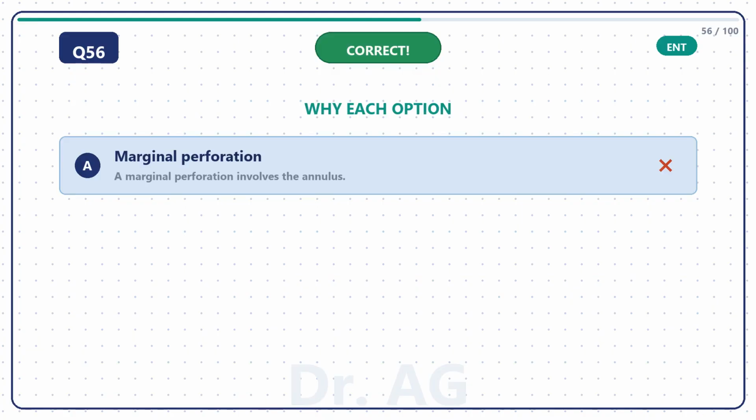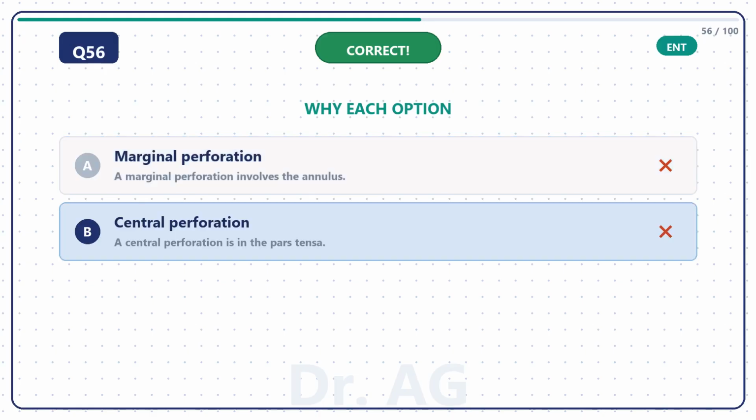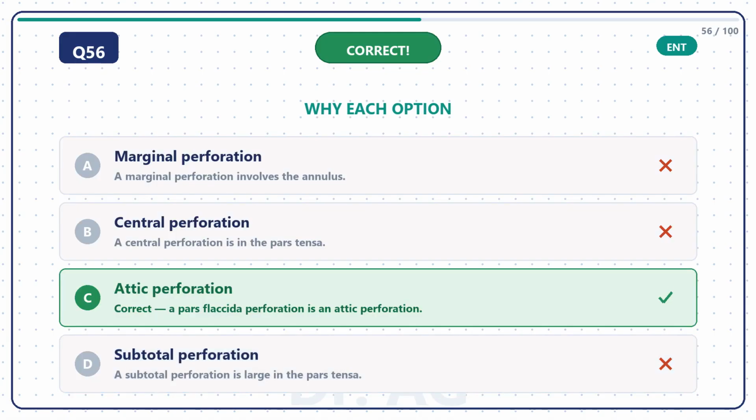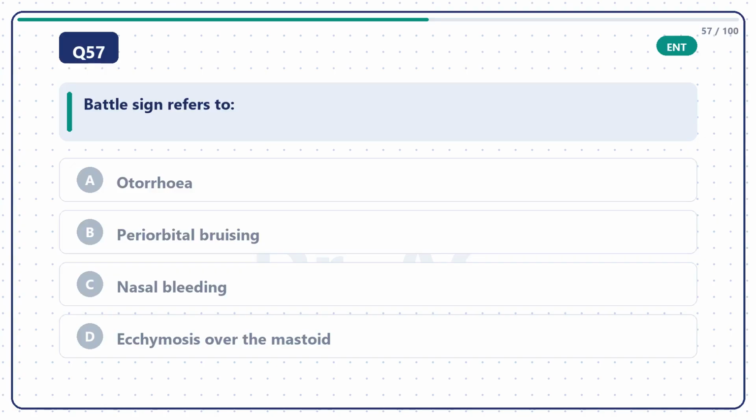Marginal perforation. A marginal perforation involves the annulus. Central perforation. A central perforation is in the pars tensa. Subtotal perforation. A subtotal perforation is large in the pars tensa. And the correct answer is attic perforation. Correct. A pars flaccida perforation is an attic perforation. So, the right answer is option C. Attic perforation. Question 57. Battle sign refers to option A.